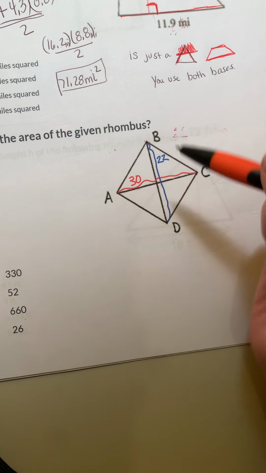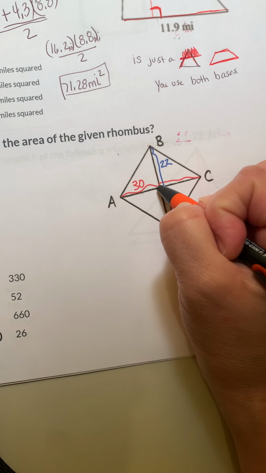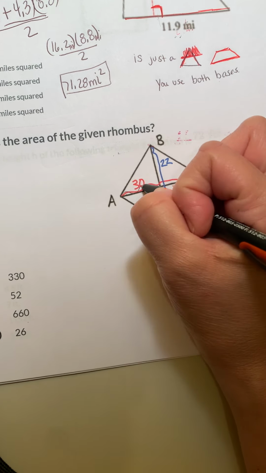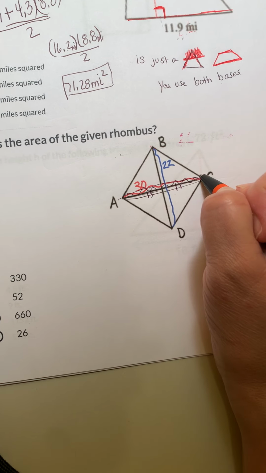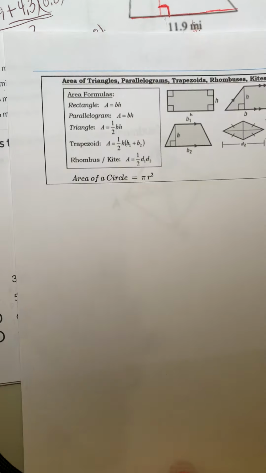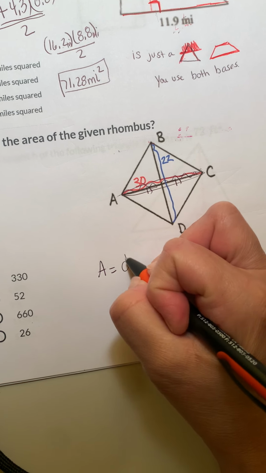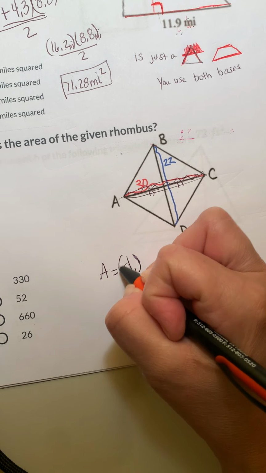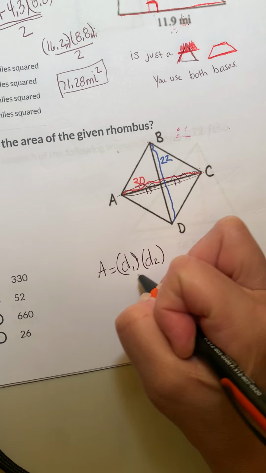So here are my diagonals. See how it's in red? This whole thing is 30. So that means each one would be 15 and 15, right? So 15 and 15 is 30, so the whole thing is 30. So my formula is diagonal 1 times diagonal 2, and 1/2 of that. So I'm going to write it down here: diagonal 1 times diagonal 2, and then divide by 2.